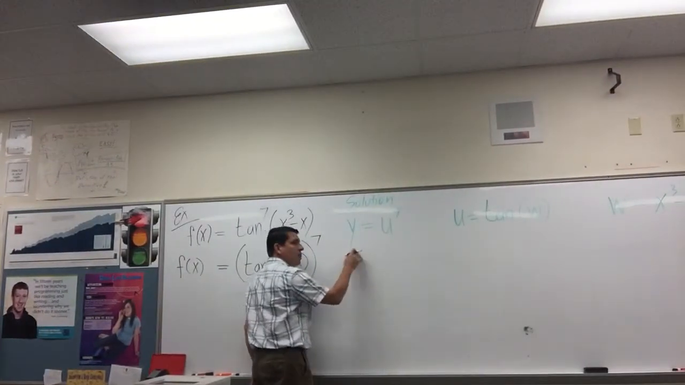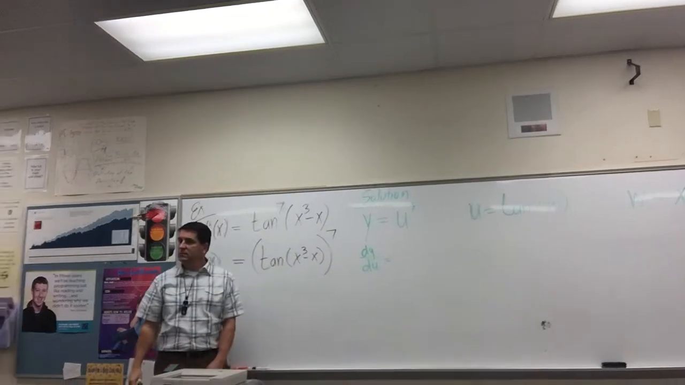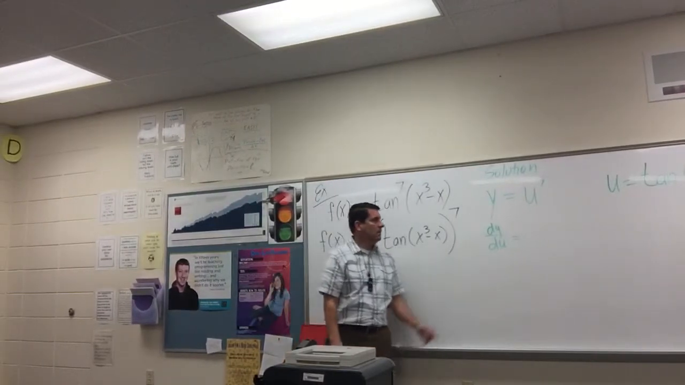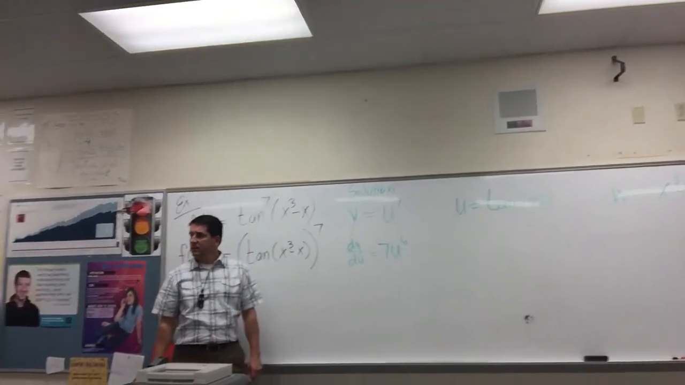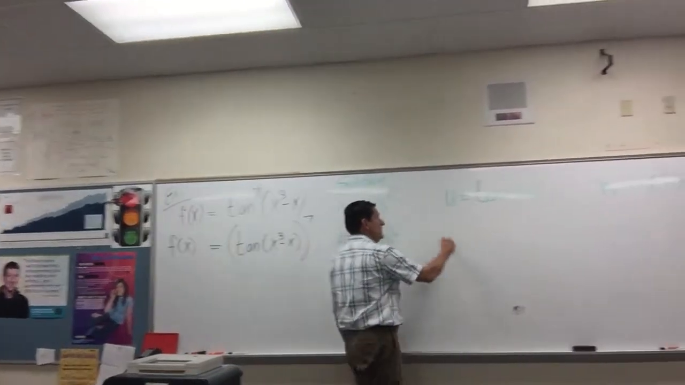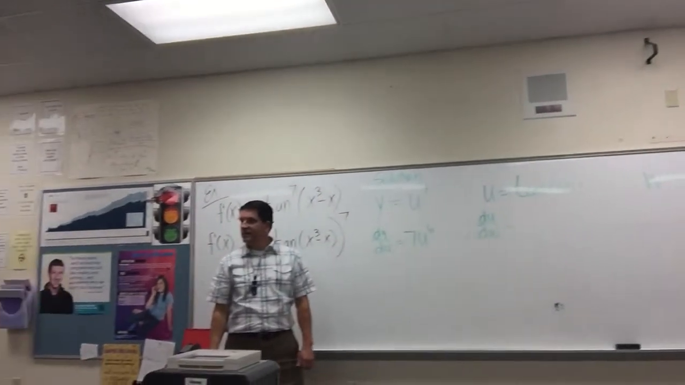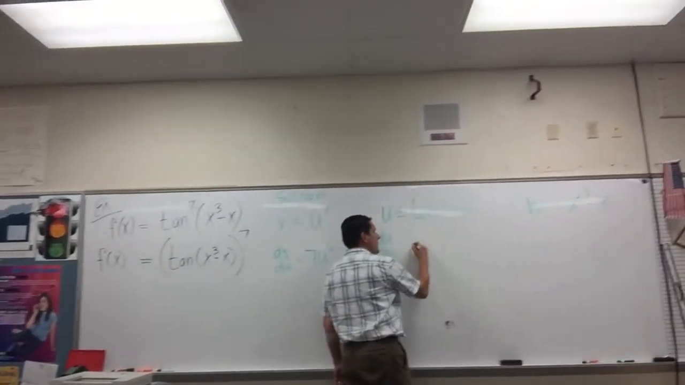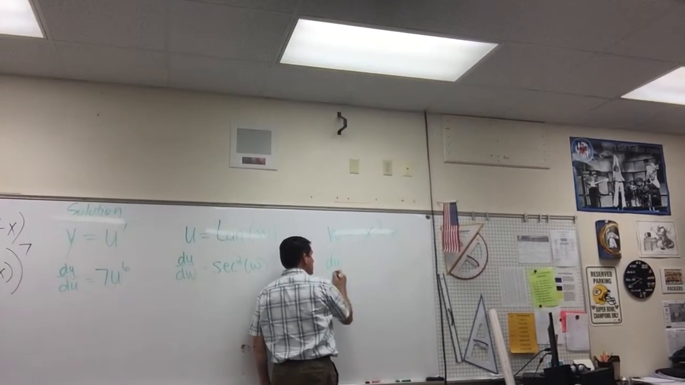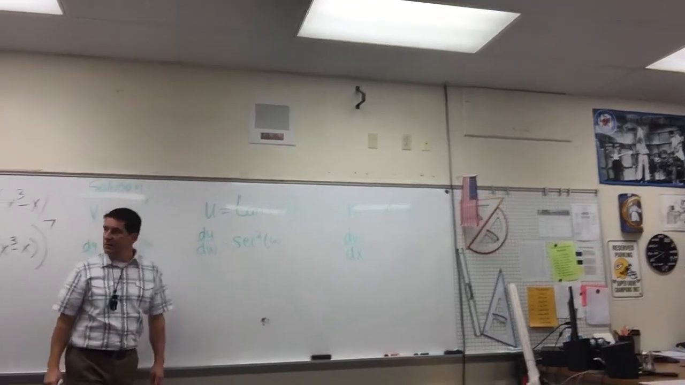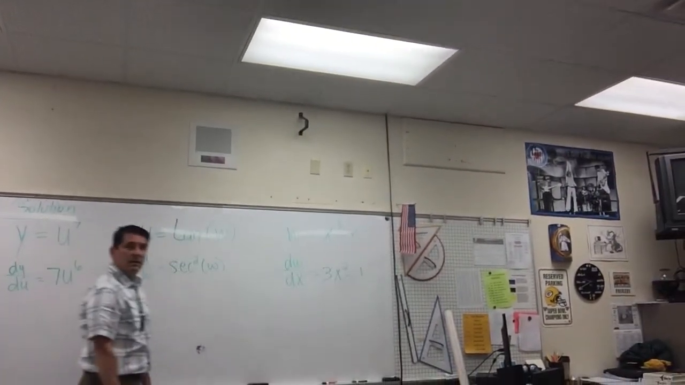So here we go. Over on this one, I'm going to find dy du. Okay, what's dy du? 7u to the 6th. Piece of cake. What's the next one? du dw: secant squared of w. Then dw dx: 3x squared minus 1. Make sense?